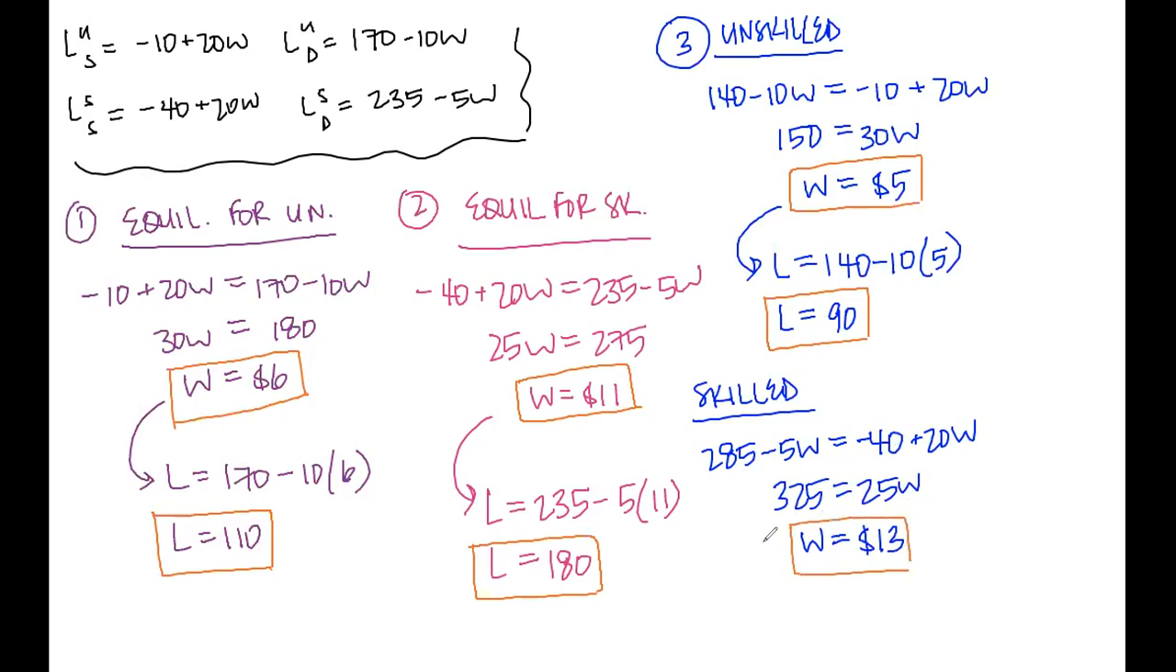And then like we did last time, I'm going to plug it back into the supply equation. So L equals negative 40 plus 20 times 13. So 20 times 13 is 260. 260 minus 40 is 220.